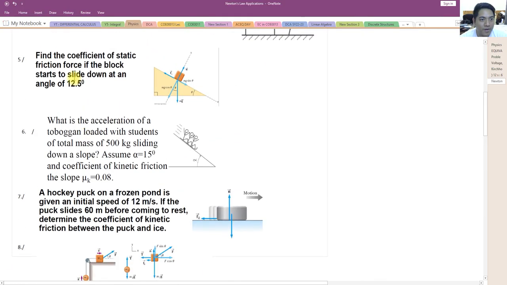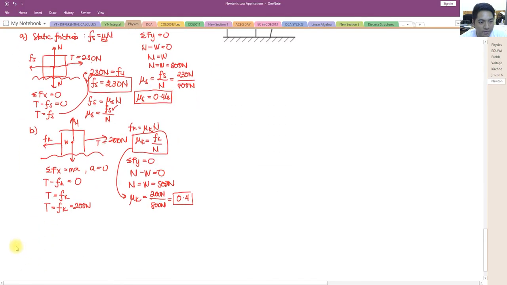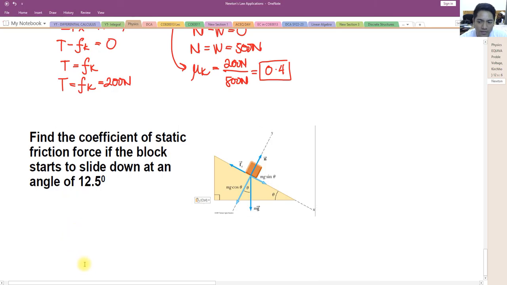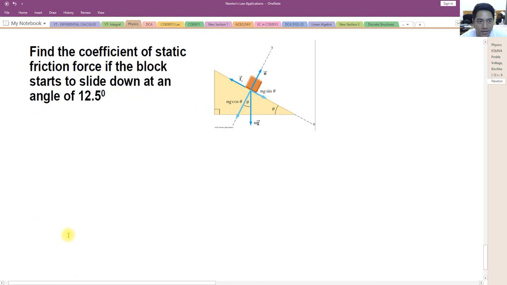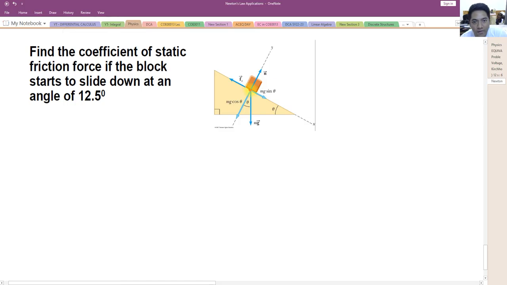How about for problem number 5? We're going to solve another problem here involving friction. The problem becomes a little bit difficult when we are dealing with friction rather than frictionless. Find the coefficient of static friction if the block starts to slide down at an angle of 12.5 degrees. As you can see, this will be our free body diagram. So you have the weight here, that's the weight mg.